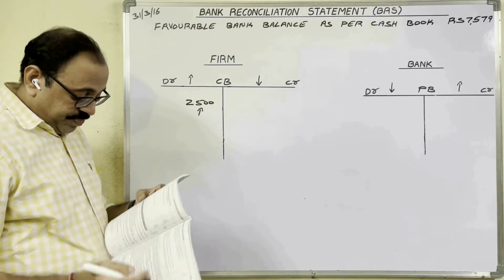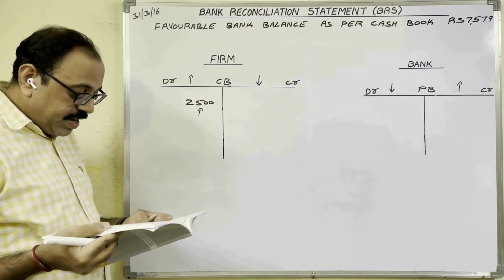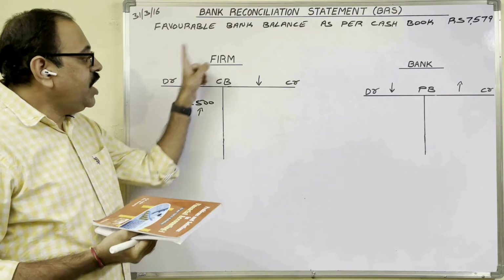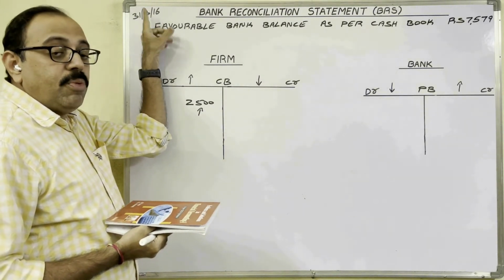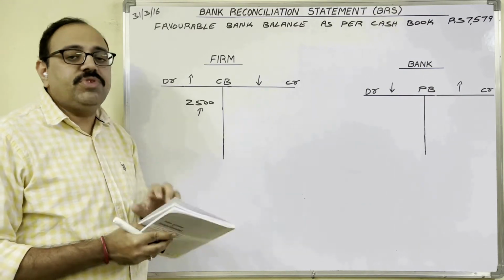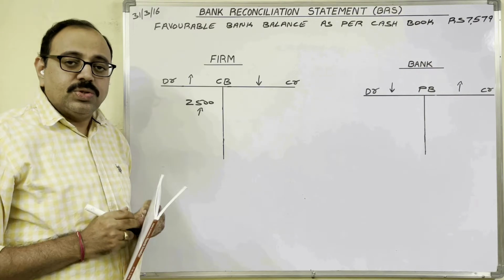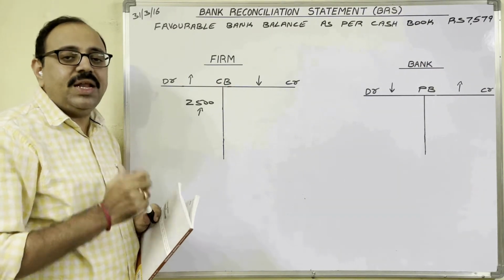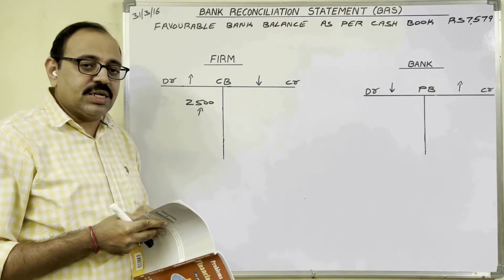But what happened? Out of which, checks of the value of 800 were credited in the passbook on 4th April. When we are preparing this BRS on 31st March, by that date what happened? That only we should consider. 800 worth of checks were deposited in the next month. So 2500 minus 800, 1700. He is not giving anything about that 1700 worth of checks.